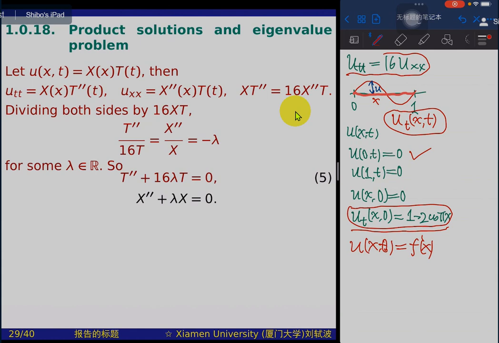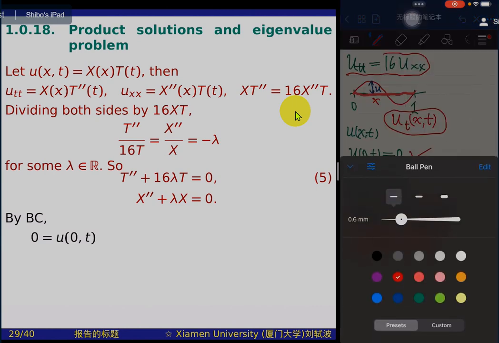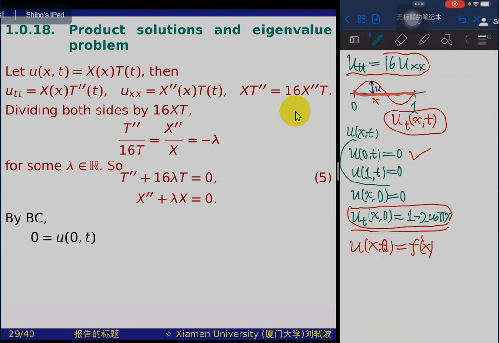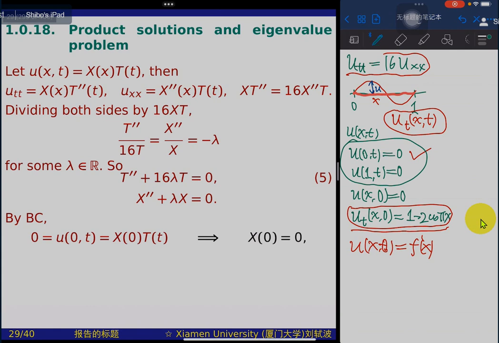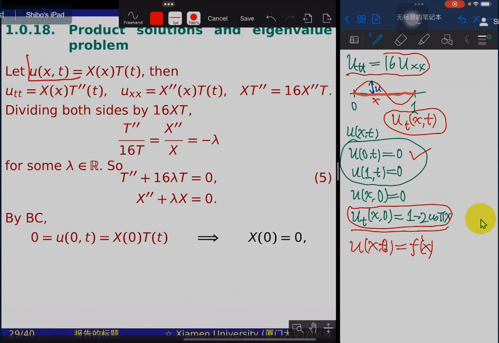But we still need to take the boundary condition into account. Our boundary condition is here: u(0,t) is 0, u(1,t) is 0. Therefore, u(0,t) is 0, but u(0,t) is X(0)T(t), so X(0) has to be 0. If X(0) is not 0, then capital T is identically 0. Then the resulting solution u would be identically zero, the trivial solution. We don't want a trivial solution, so T could not be zero. Therefore, X(0) has to be zero, okay?